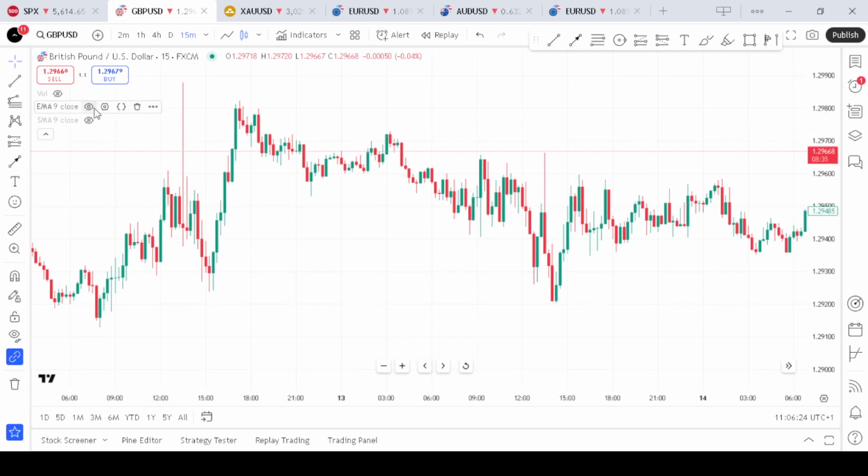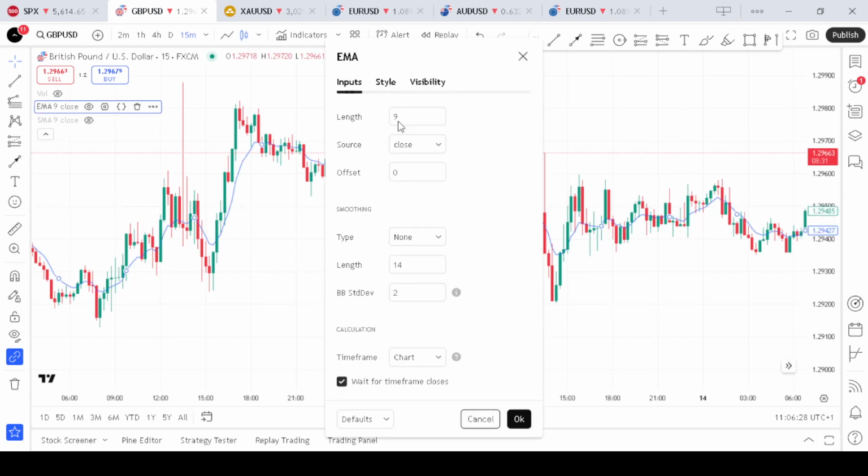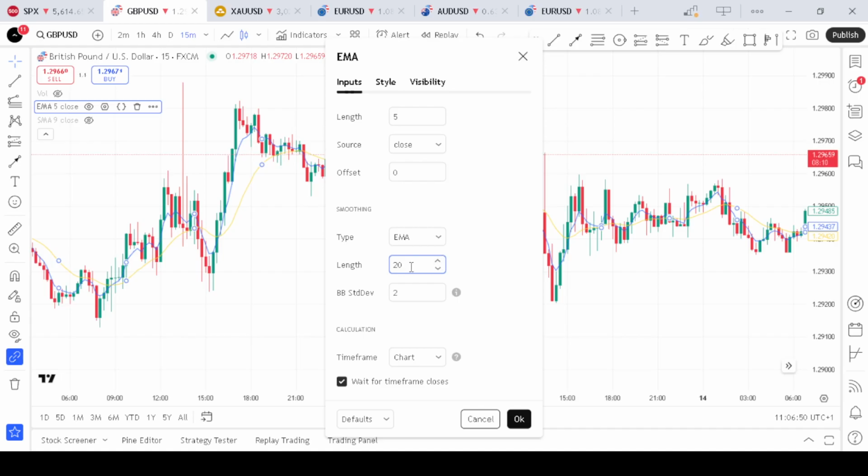The first exponential moving average we would use is the 5 moving average, which is the fast moving average. We use a length of 5, and the second EMA we would use will be a length of 20. This is basically what we use: a length of 5 for the fast moving EMA, and a length of 20 period EMA for a medium range.